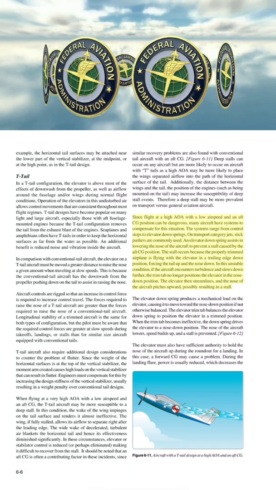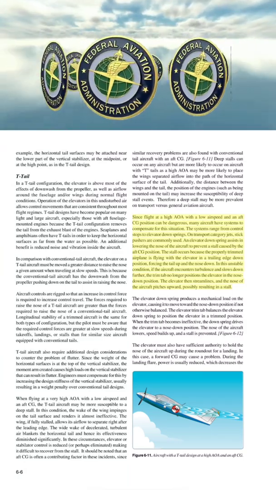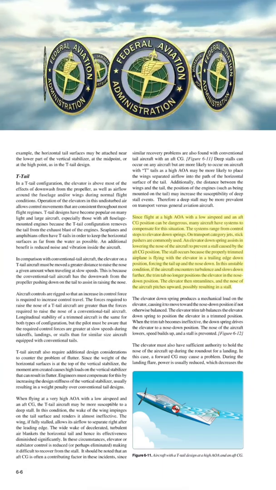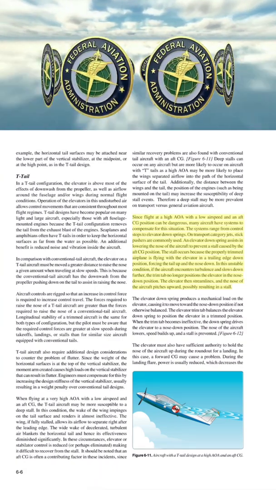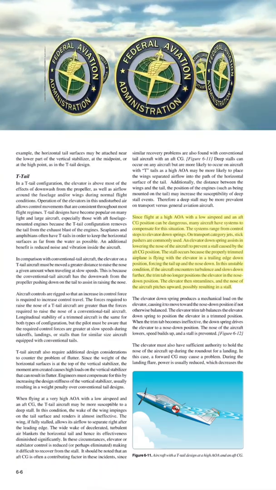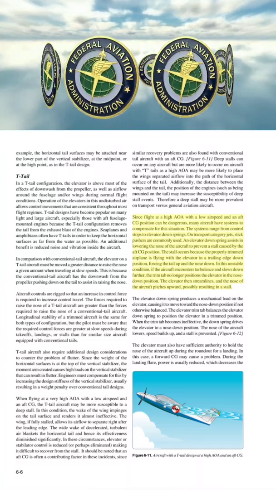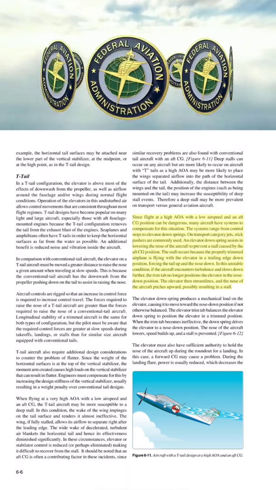Since flight at a high AOA with a low airspeed and an aft CG position can be dangerous, many aircraft have systems to compensate for this situation. The systems range from control stops to elevator down springs. On transport category jets, stick pushers are commonly used. An elevator down spring assists in lowering the nose of the aircraft to prevent a stall caused by the aft CG position. The stall occurs because the properly trimmed airplane is flying with the elevator in a trailing edge down position, forcing the tail up and the nose down.